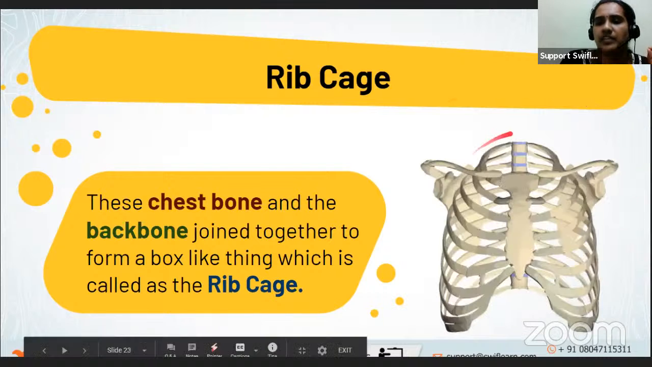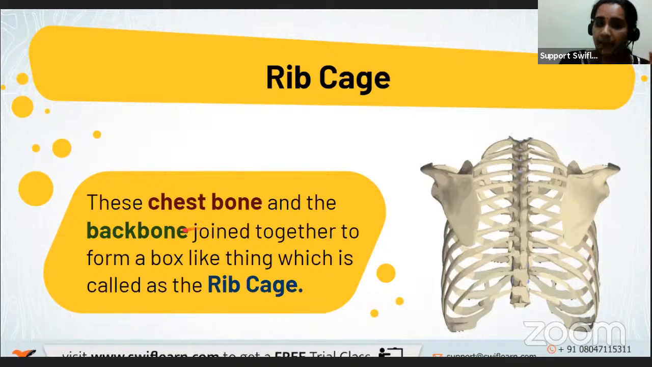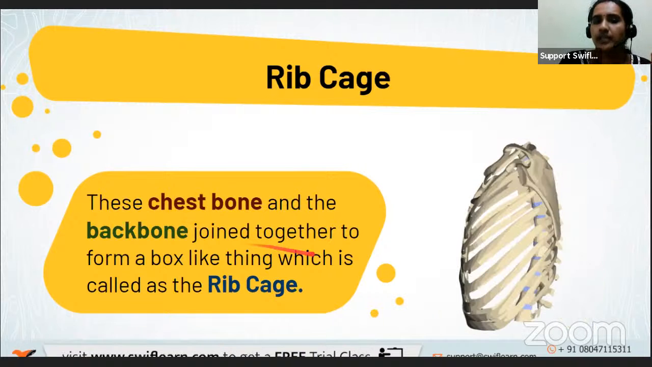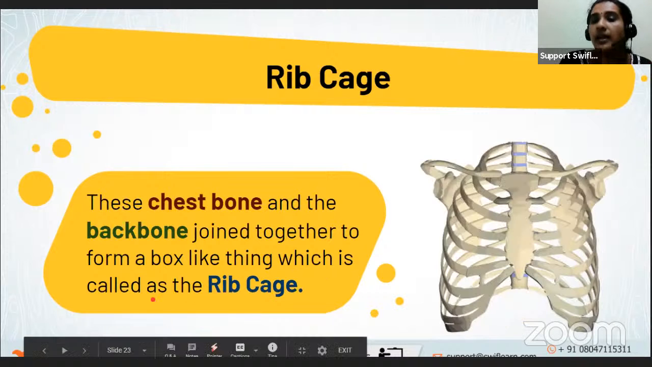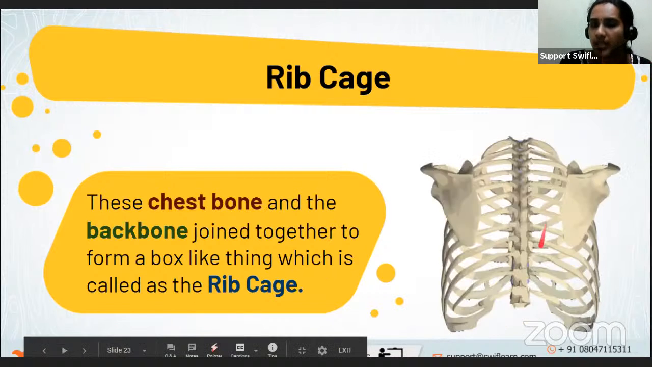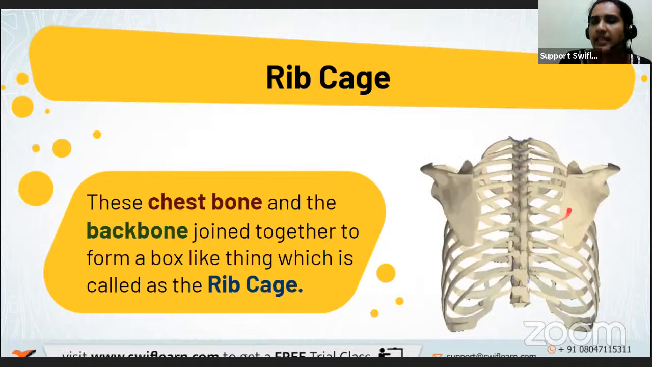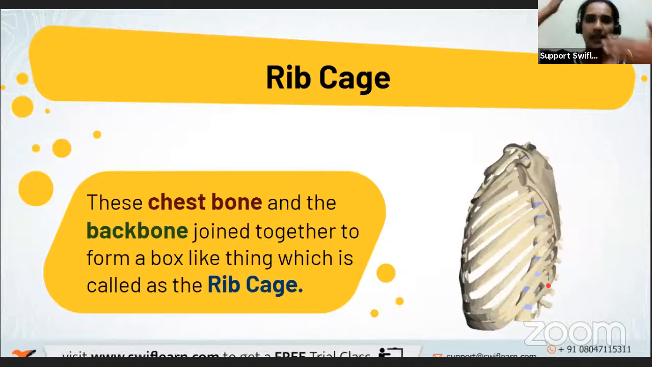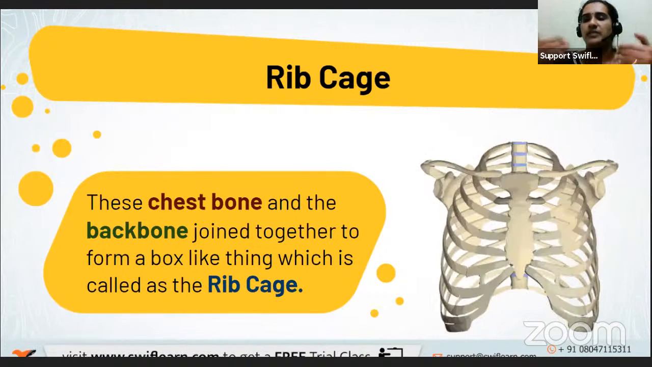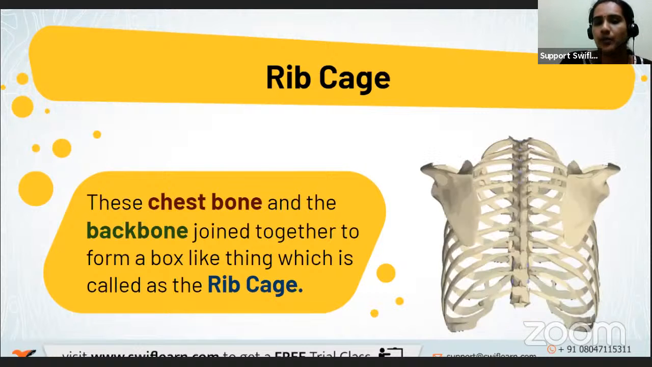You can see here, rib cage. In the front region, it will be coming. These chest bones and the backbone join together to form a box-like thing, and which is called a rib cage. You can see that. In the front region, that is the chest bone, and the back region, it is the backbone. You can feel it. Together it forms a rib cage. Understood? Together forms a rib cage. That's an important one, rib cage.